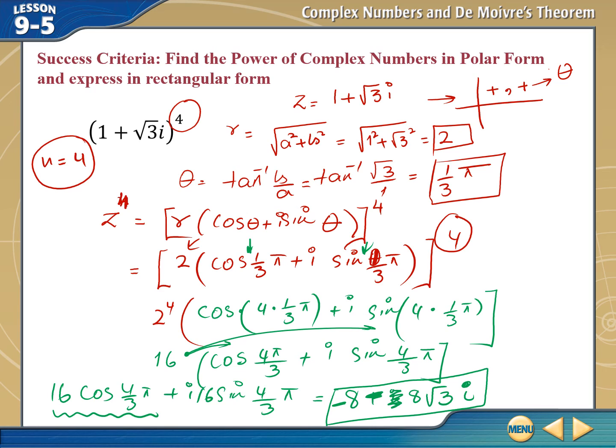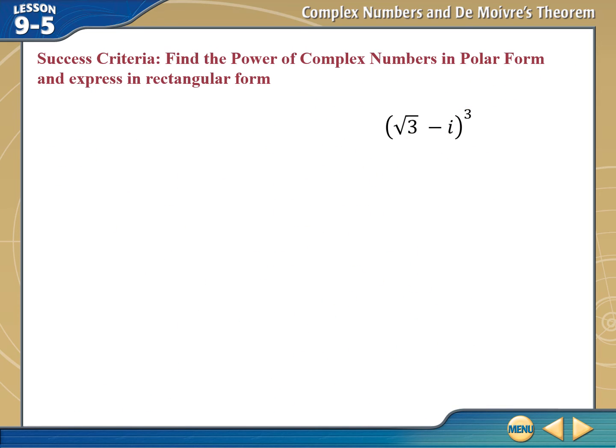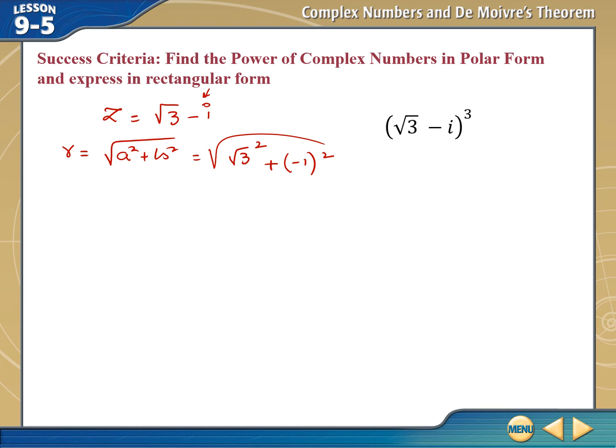Let's practice more questions. Let's practice this question. In this we have a complex number equal to square root of 3 minus i. That means first of all we have to find out what is r. So r is square root of a square plus b square. The a in this case is square root of 3, raised to the power of 2, plus b square, it is minus 1 whole square, because minus i, so the b is minus 1, and the answer is 2.